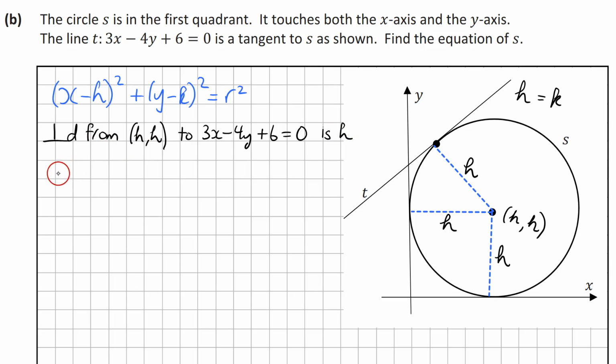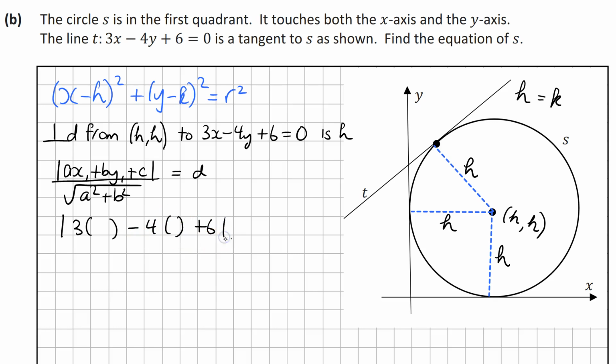Okay, so setting this up, I'll write down my formula first: |ax₁ + by₁ + c| over √(a² + b²) is equal to my distance. So in this circumstance it's |3( ) - 4( ) + 6| over the square root of 3² + (-4)². Now I always set it up like that first so I don't mix up the a and b on the bottom. And now I'll put in my point, which is (h, h), and I'll put it equal to my distance, which is also h.